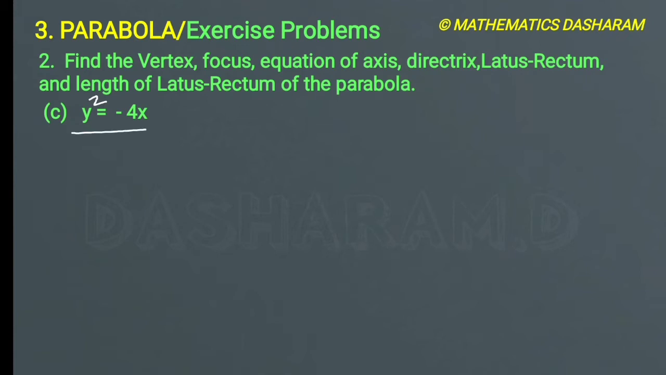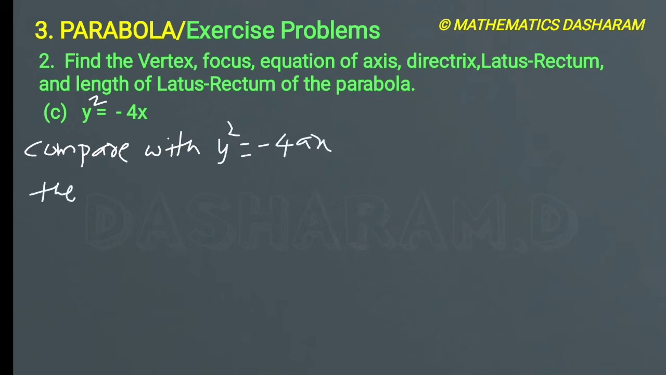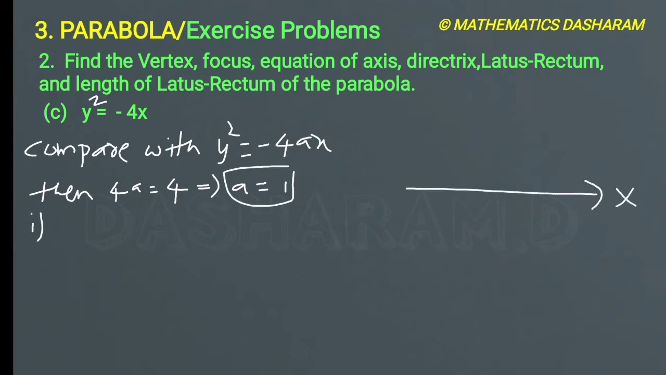Question number C, y square equals minus 4x. Compare with y square equals minus 4ax. So then minus 4a equals minus 4. Otherwise 4a equals 4. Then this implies a equals 1. First one is vertex. Let's draw a diagram. X-axis, y-axis. Y square equals minus 4x means it is a left side parabola. So its name is y square equals minus 4x.